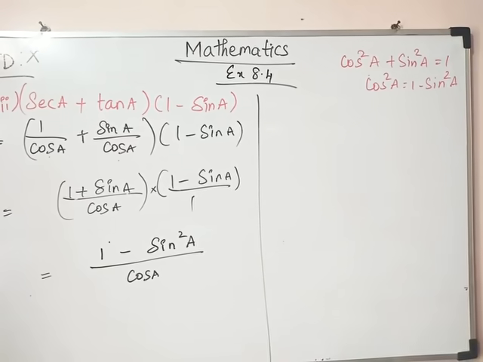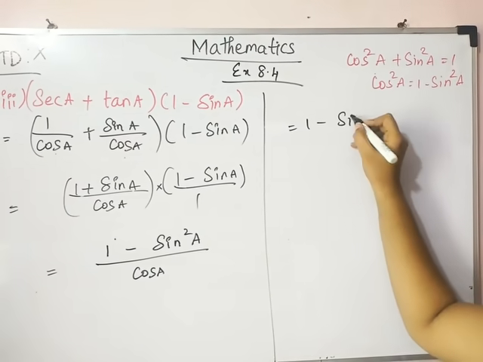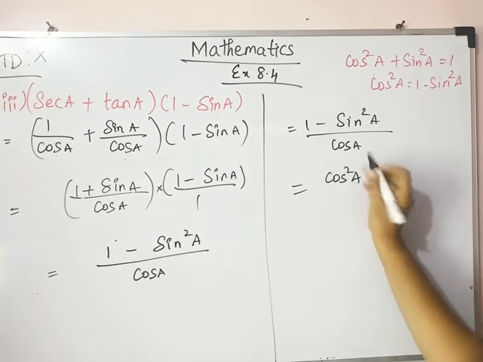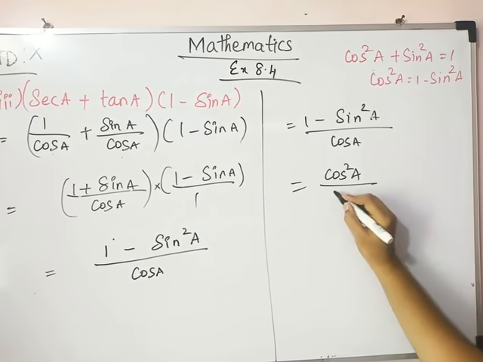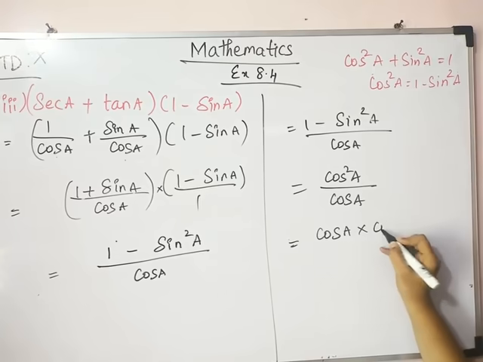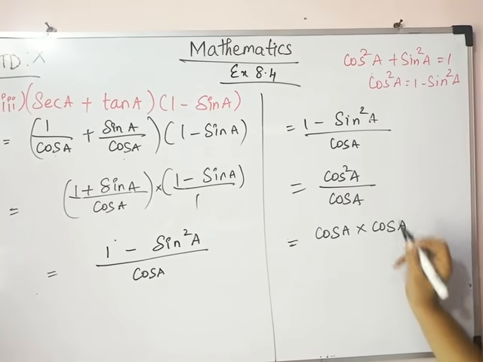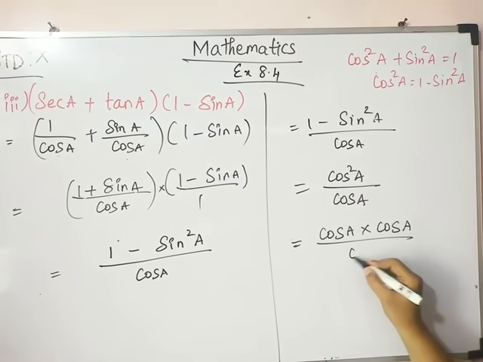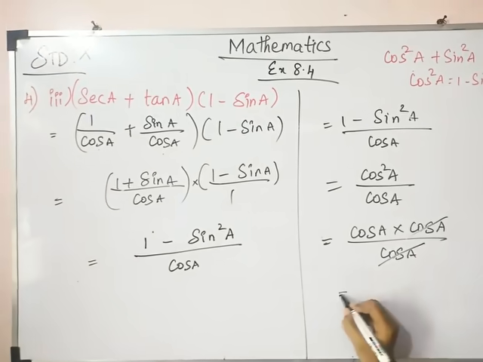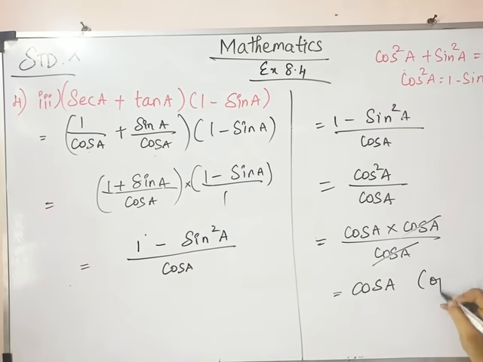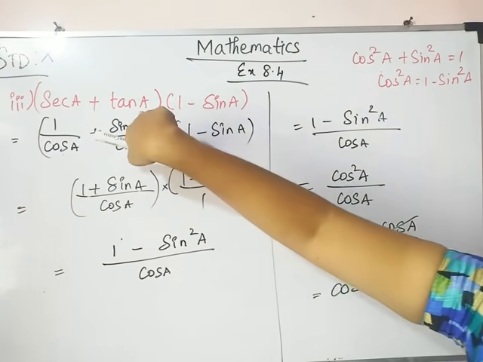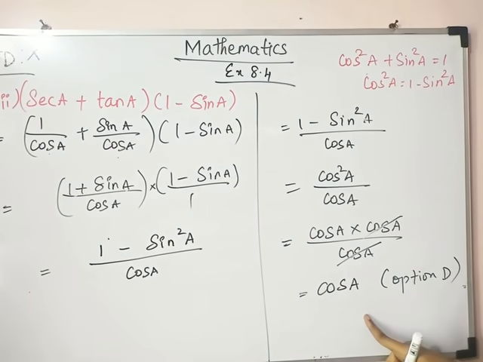So now I am going to replace this 1 minus sin square A by cos square A, divided by cos A. So cos square A can be written as cos A into cos A, which is equal to cos square A divided by cos A. Why have I changed? We can cancel numerator and denominator, which is equal to cos A. So this is option D, which is given in your textbook. So the value of secant A plus tan A into 1 minus sin A is equal to cos A.